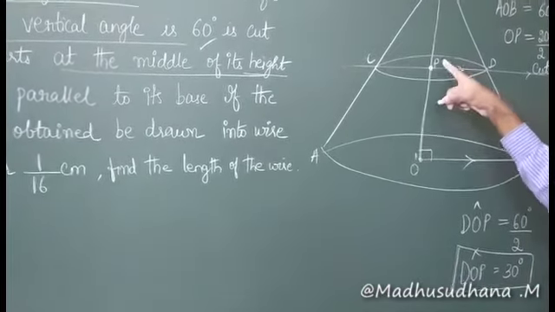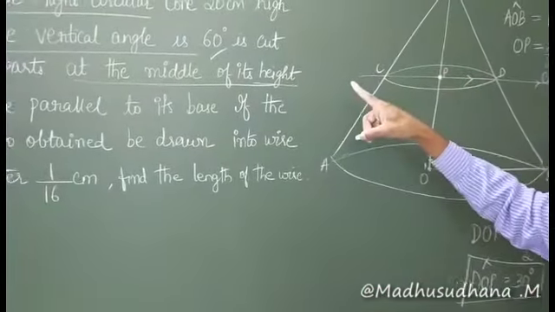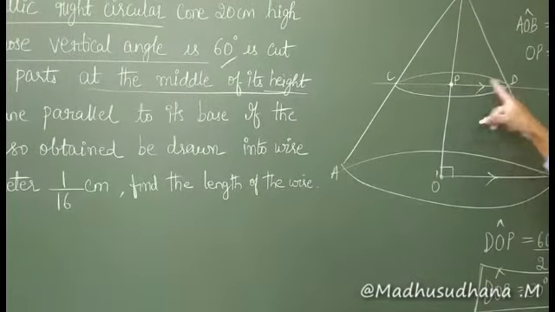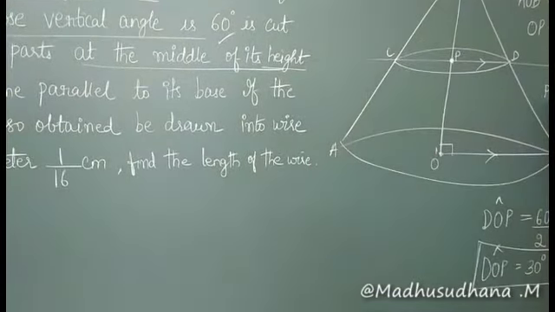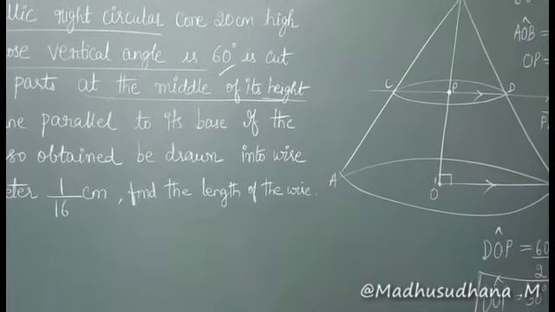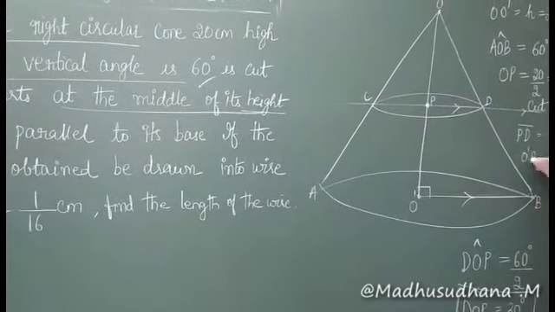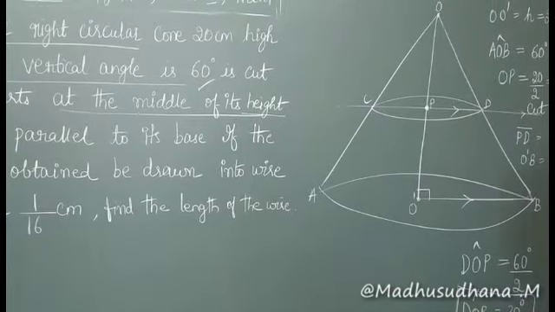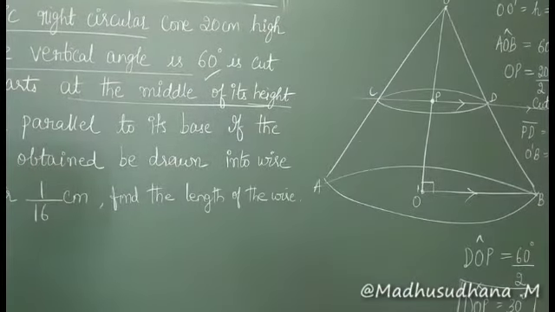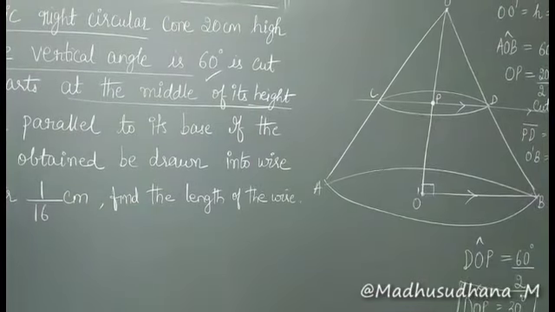So we don't know what is the radius. Radius is not given. So PD, we don't know what this value is. O dash B, which we don't know here. So I think we need to take a right angled triangle into consideration.